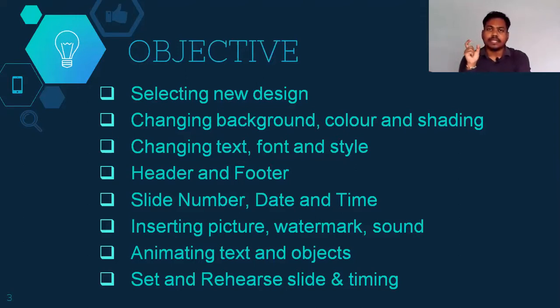Then animating text and objects. Animating, I told you in my last class what animating is, right? Suppose any object or picture or any text is there in your slide. You want to give a special effect to it. That this text will be displayed one by one in a very attractive manner by sliding or something like that. Or you want the picture to move in a slide from one place to another place. Such kind of things you can do. Or that picture will be displayed in a very attractive manner. All these are what? These are all animations, right? So animating text and objects.